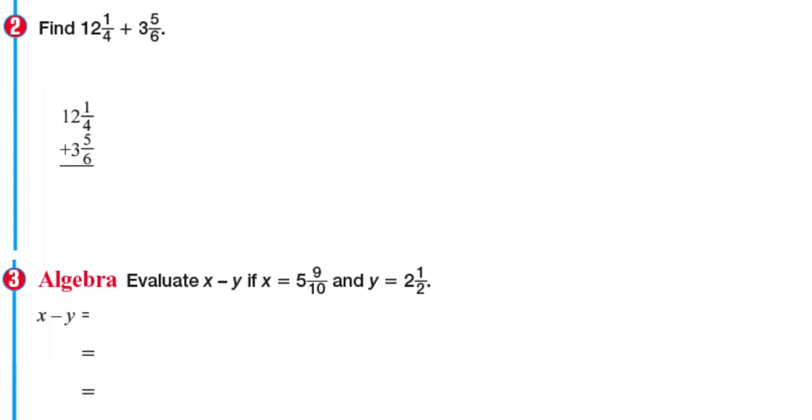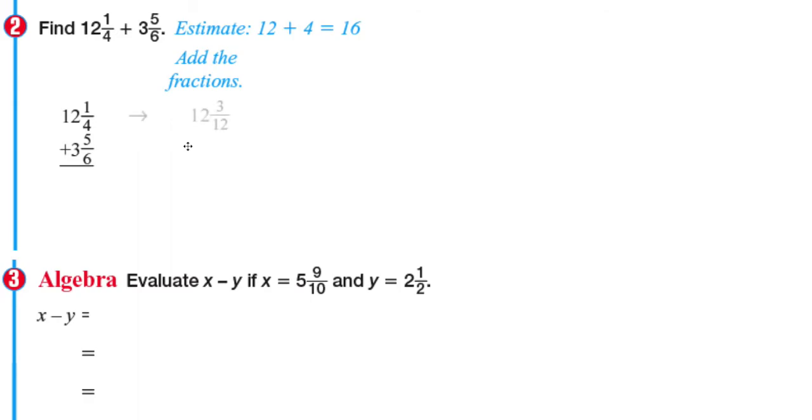12 1/4 plus 3 5/6. Again, first thing, let's estimate. 12 1/4 rounds to 12. 3 5/6 rounds to 4. So our answer should be around 16. Let's write the two mixed numbers in vertical form, 12 and 1/4 plus 3 and 5/6, and add the fractions as a first step.